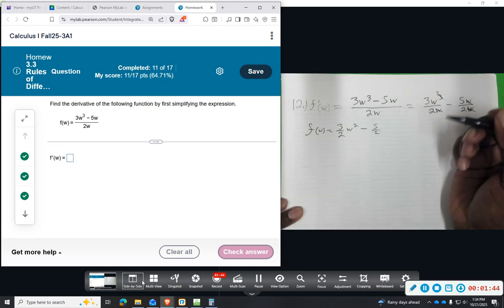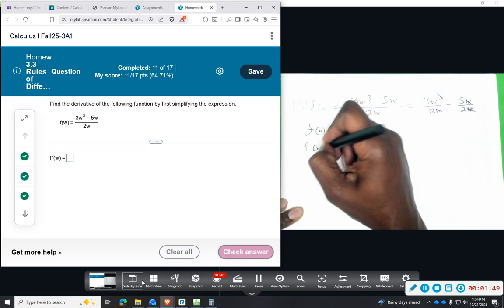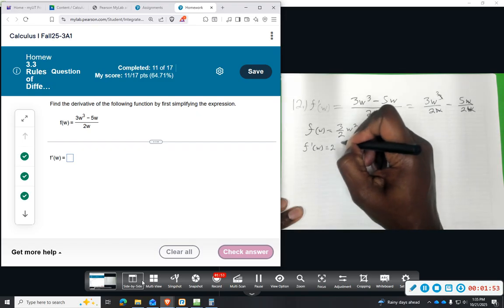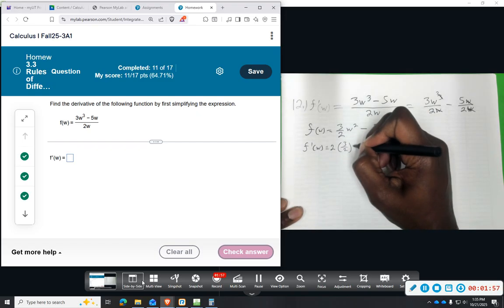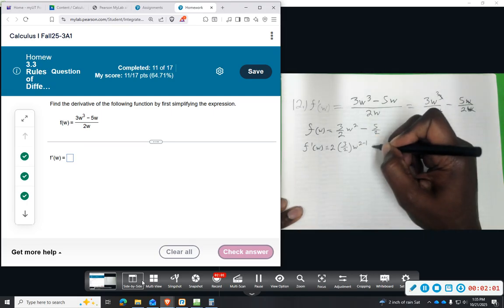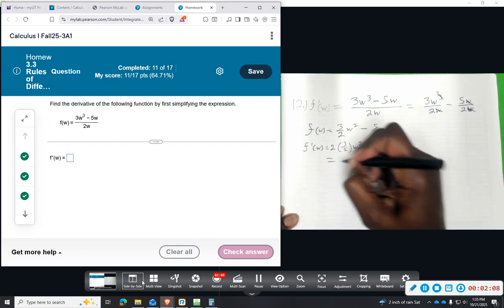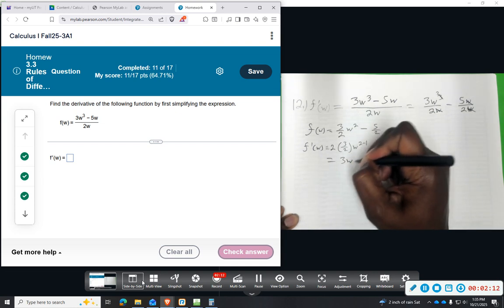And so now when we take the derivative, we'll multiply by 2, so we'll have 2 times this 3 over 2, and then we'll have a w to the second minus 1, and the derivative of a constant is 0. So multiplying by 2 cancels out division by 2, which will leave us with 3w, and then 2 minus 1 will just be 3w.